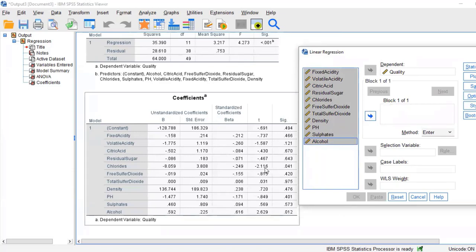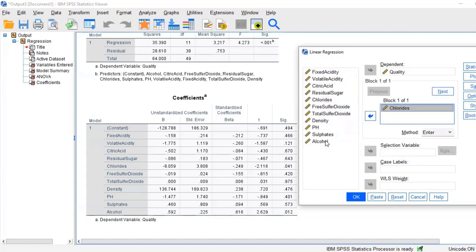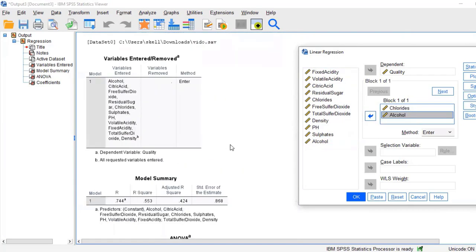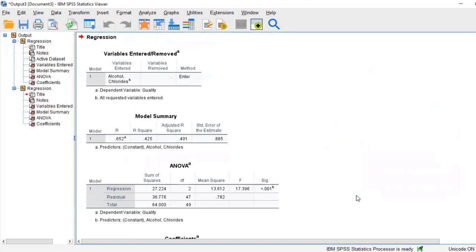In this case, we would be looking at just chlorides and alcohol as predictor variables. Now remember, our adjusted R-squared was 0.42. When I run this analysis anew with only the statistically significant predictors, now our adjusted R-squared is 0.40. So we've gone from explaining 42% of what was happening to only 40% of what's happening.